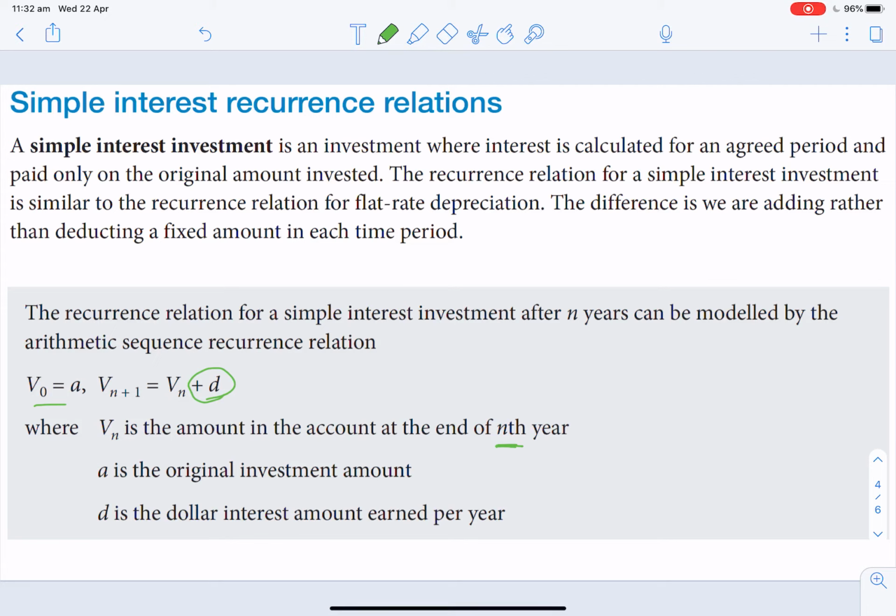A is the original investment amount and D is the dollar interest amount earned per year.